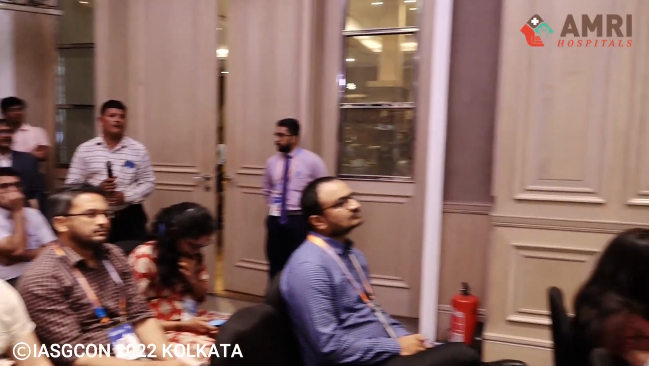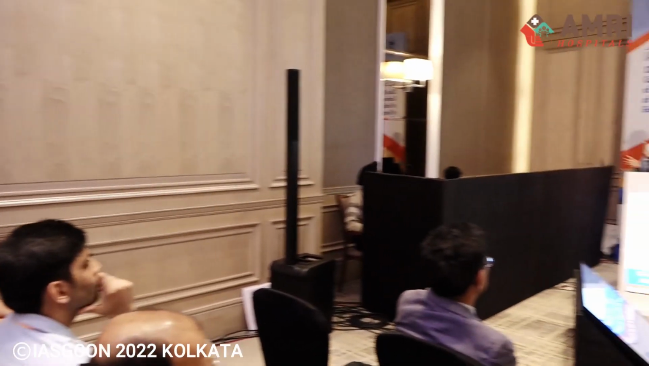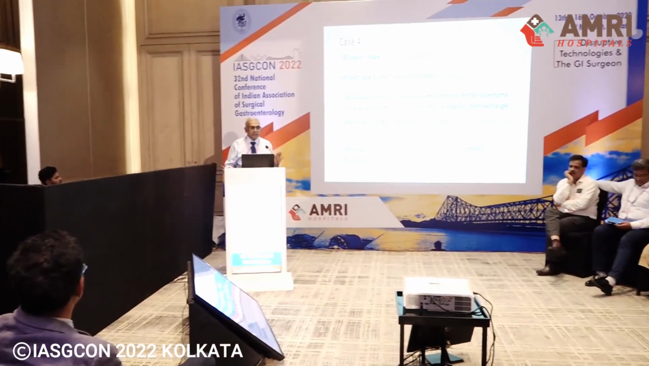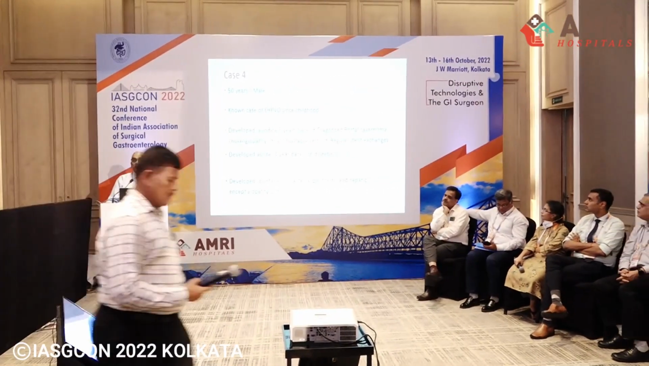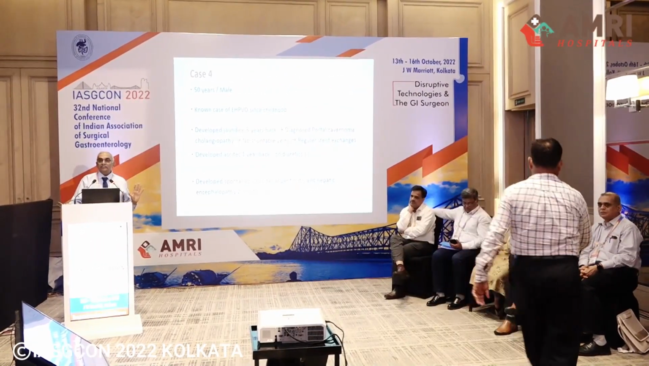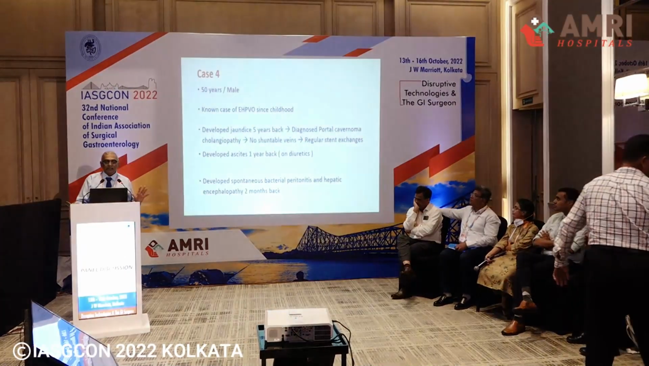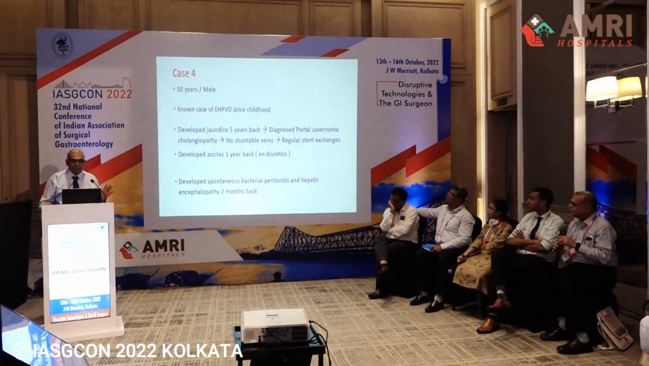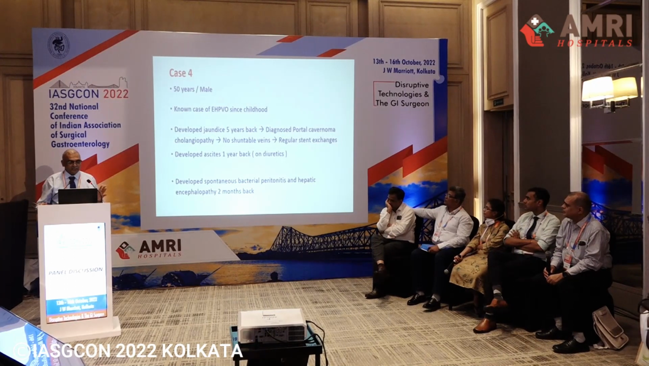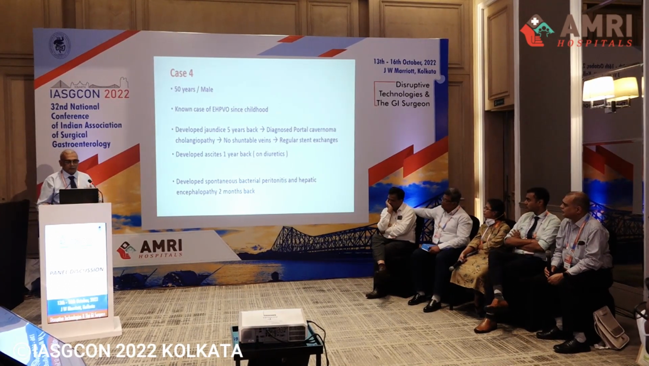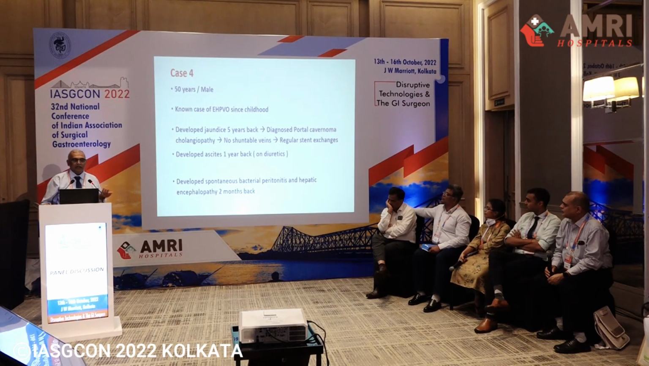Fine, sure. I think let me go to the last case because we have only 5 minutes. 50-year-old male, known case of EHPVO since childhood, developed jaundice 5 years back, diagnosed portal cavernoma cholangiopathy, no shuntable vein, regular shunt exchanges, developed ascites 1 year back on diuretics, developed spontaneous bacterial peritonitis and hepatic encephalopathy 2 months back.